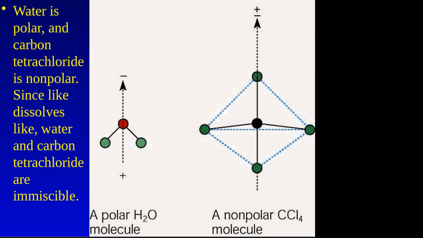So water is polar and carbon tetrachloride is nonpolar. Since like dissolves like, water and carbon tetrachloride are immiscible. So polar substances will dissolve better. That's what the like dissolves like means here.